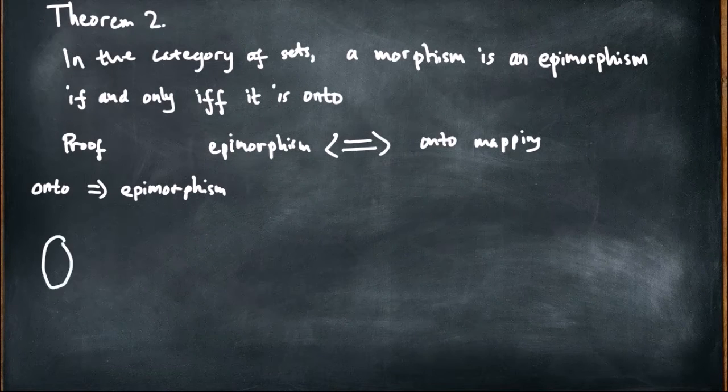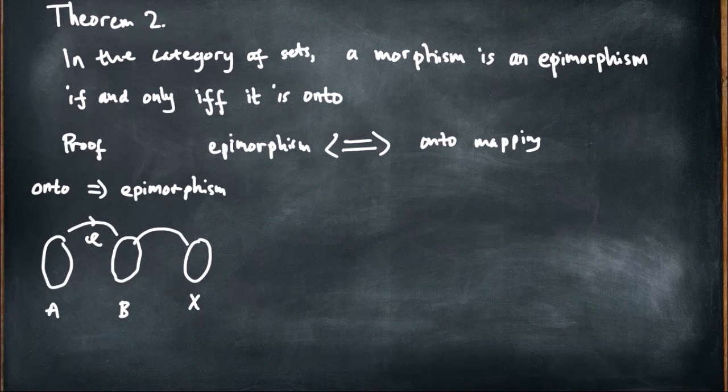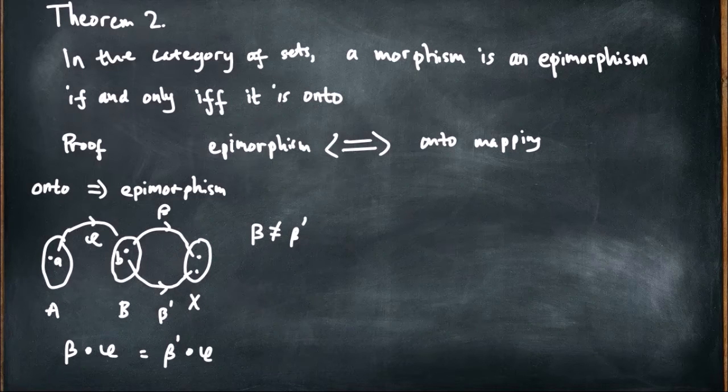Let phi be a mapping from set A to set B, which is onto, and let X be a set, and there are mappings beta and beta prime from set B to set X, such that beta dot phi equals beta prime dot phi. We must show that beta equals beta prime. Now, for the purpose of contradiction, let's suppose beta is not the same as beta prime. That is, there is an element b in the set B such that beta b is not the same as beta prime b.